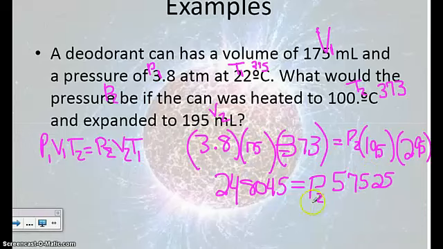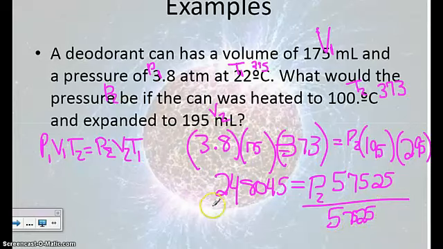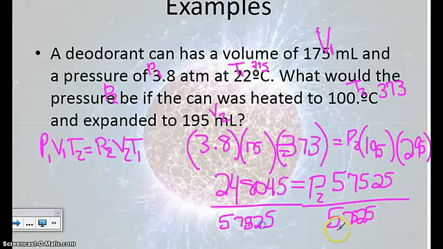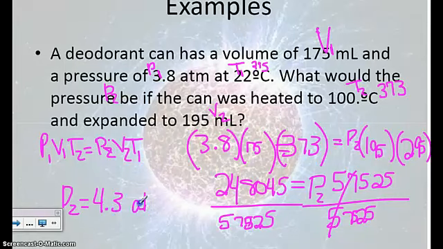All right, now you want to get P2 by itself, so you're going to divide both sides by 57525. Man, dyslexia is getting me today. 57525, and divide this side by the 57525. Alright, so it cancels, so we get P2 is equal to 4.3 atmospheres. And that's all there is to it. So it's just like all the other ones. Same type of deal.